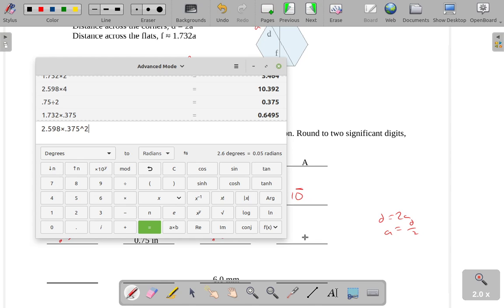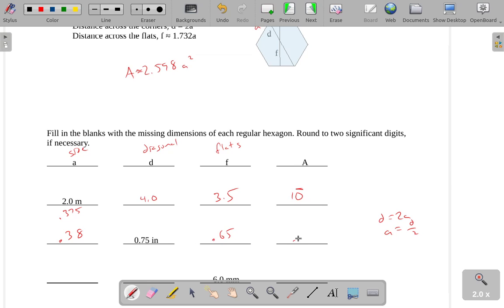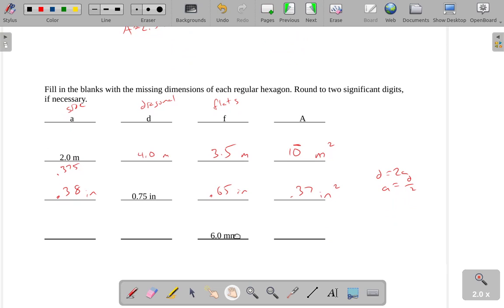So we get 2.598 times 0.375 squared, which gives us 0.365 whatever. And if I round that to 2 significant digits, it's going to be 0.37. This was in inches, this was in inches, this would be square inches. I didn't show on these, but the distance across the diagonals, these would be all linear measurements. The area would end up being square meters. And a similar sort of thing would happen here for flats.